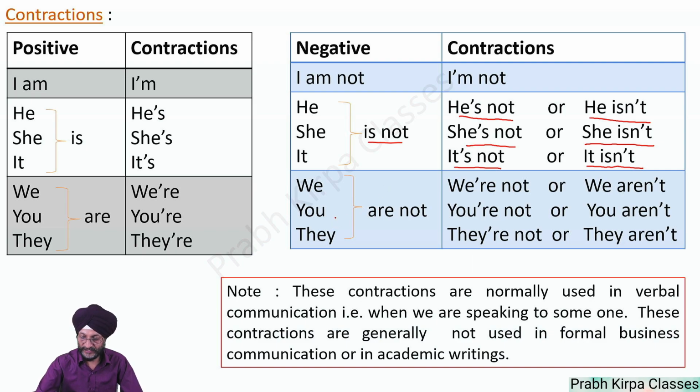Please note, these contractions are normally used in verbal communication. That is, we are not to use them when we are writing to someone in a formal way, that is, business communication letters, or in academic writing. We normally use them when we are speaking to someone.